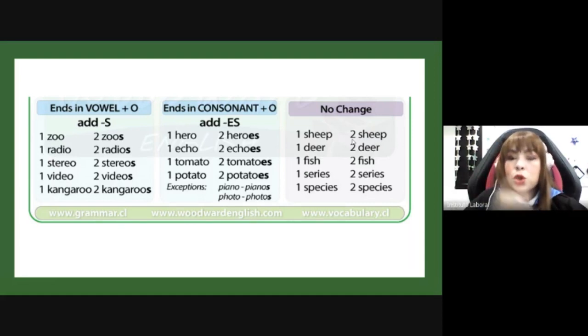One series, two series. In this case, the word is plural. Series, it ends in S. Two series, species, species. Okay? Those are the words that do not change. They have the same singular form, the same plural form.